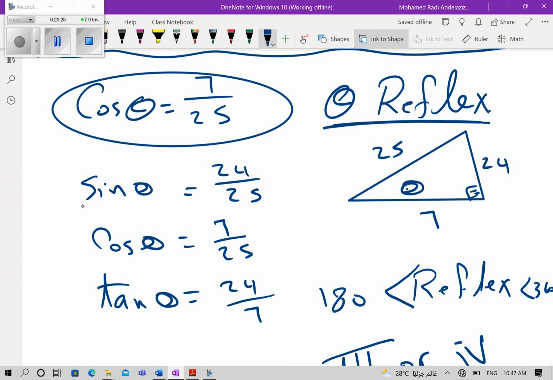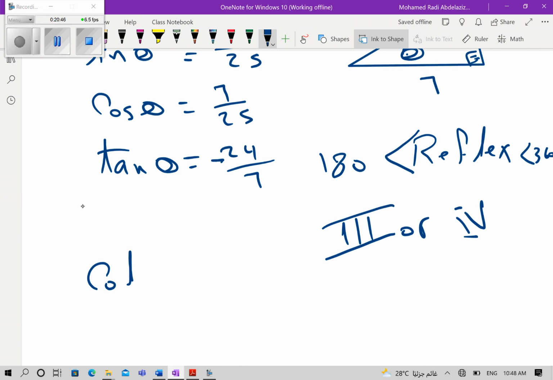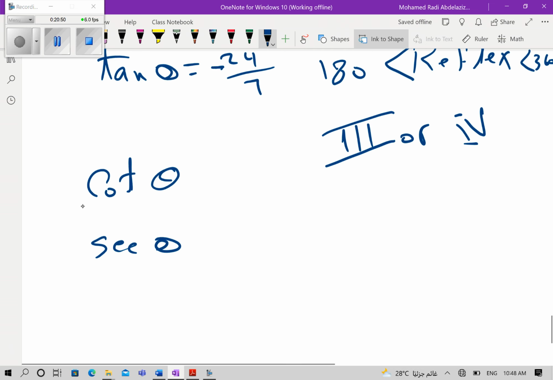Now find the sine. Now we are in which quadrant? Fourth. So sine has to be what? Negative. Cosine is positive. Tan is negative. And now you can find cotan, sec, and cosec.